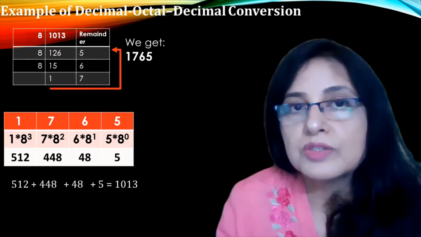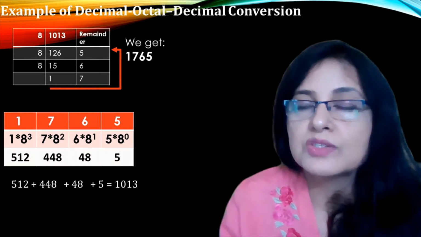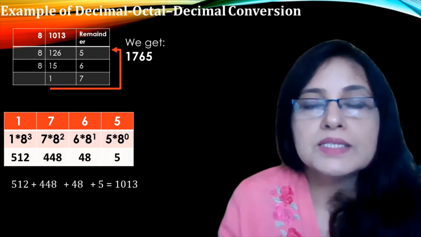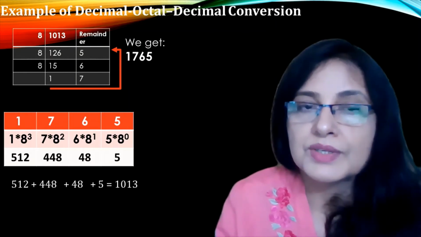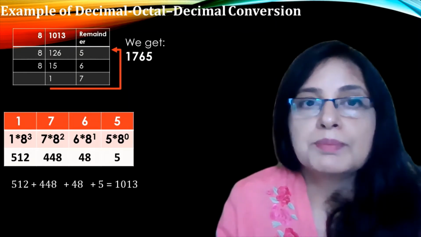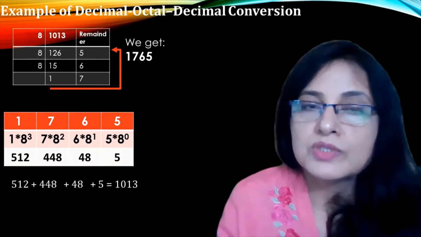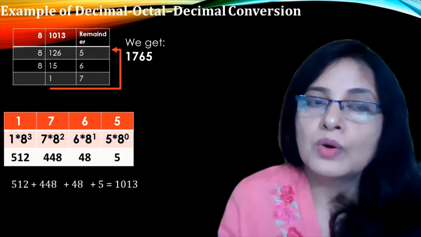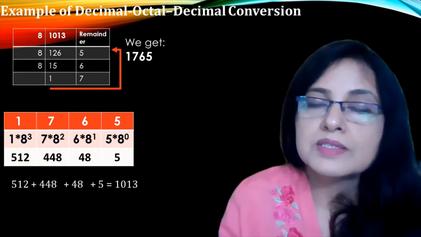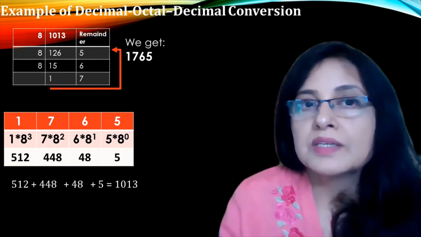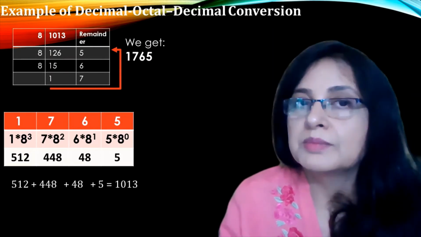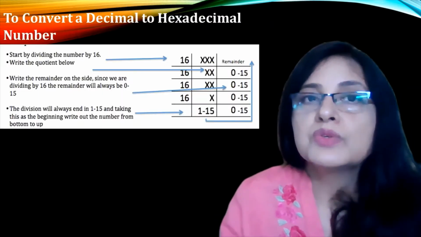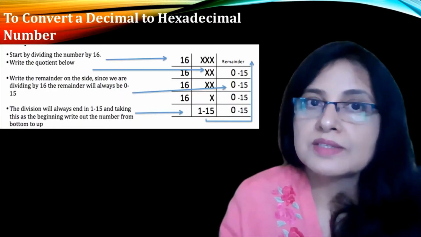If we want to check, we can convert it back to its decimal version by multiplying by 8. And we start from the least significant digit, 5, multiplied by 8 raised to power 0. 6 is multiplied by 8 raised to power 1. And so on, and we get all these products, and then we add them to get our original decimal number, 1013.